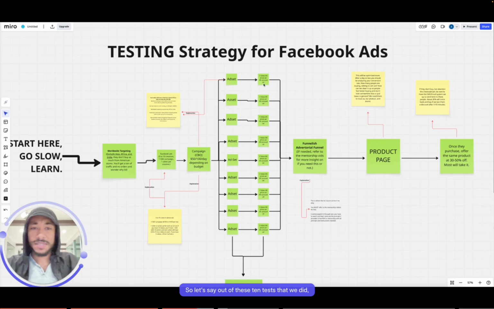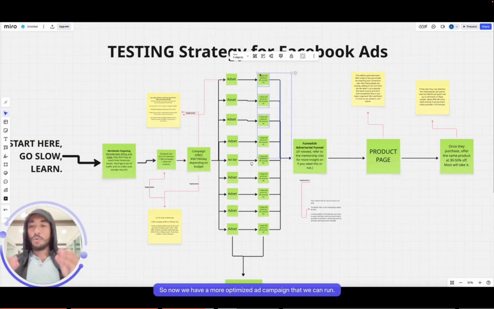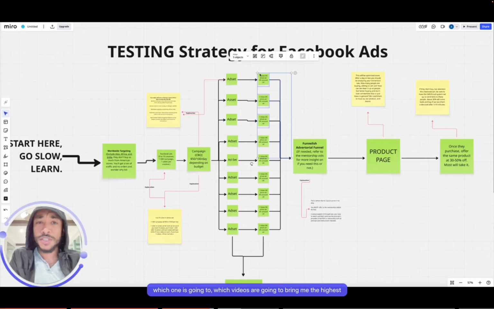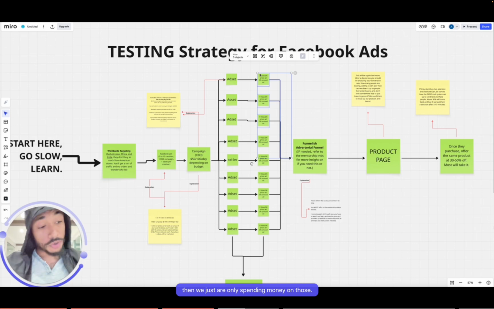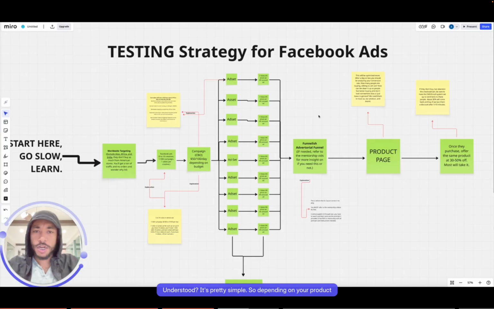So let's say out of these 10 tests that we did, let's say these 3 right here were performing well. So that means we're going to relaunch the CBO with 10 ad sets, and each ad set is going to have all 3 of these ads in it. So now we have a more optimized ad campaign being run. The first was just seeing which videos are going to work the best and which videos are going to bring me the highest return on investment or the highest return on ad spend. It's called a ROAS, right? So once you figure out those, then we just are only spending money on those. Understood? It's pretty simple.